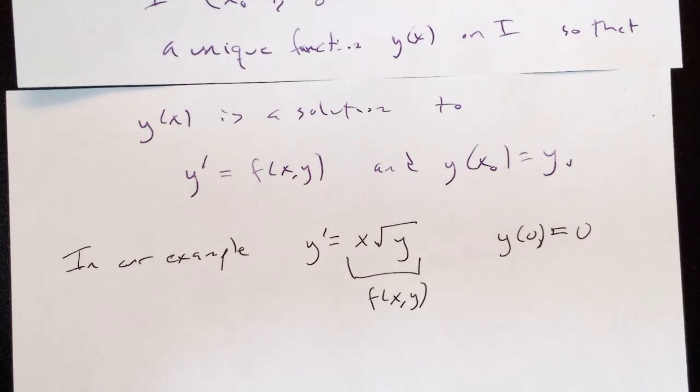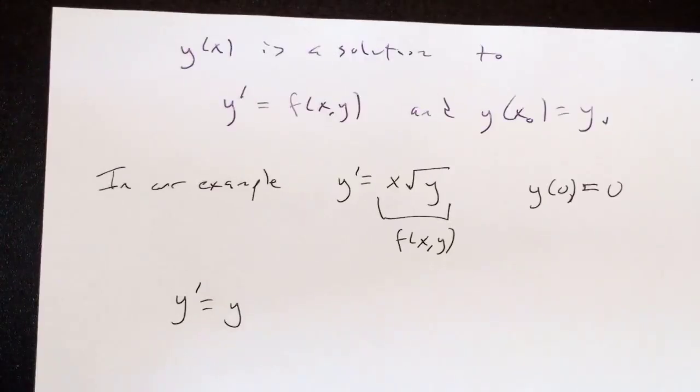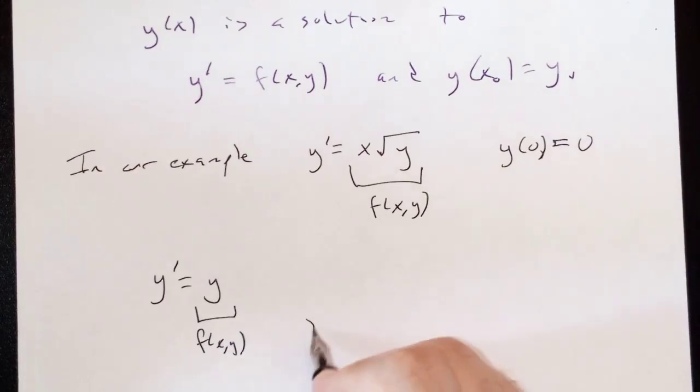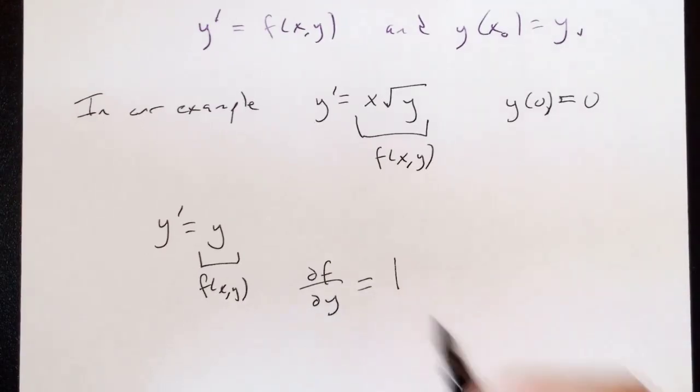Even if we go back to our first example, right? Y prime equals y. Well, in this case, that f of xy part, that's this. Is that continuous? No, it's just a polynomial. Y is polynomial, continuous everywhere. What's the derivative of that? Partial of f with respect to y. The derivative of y is 1. And 1 is a constant.